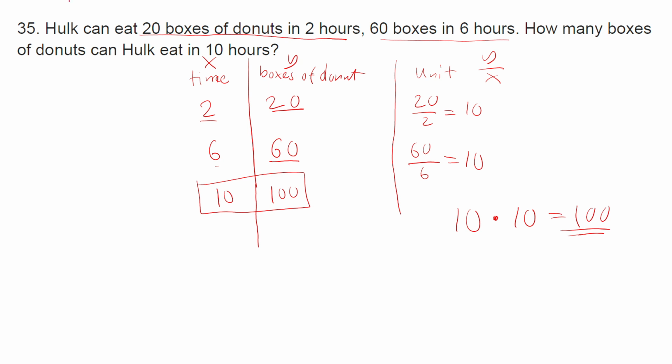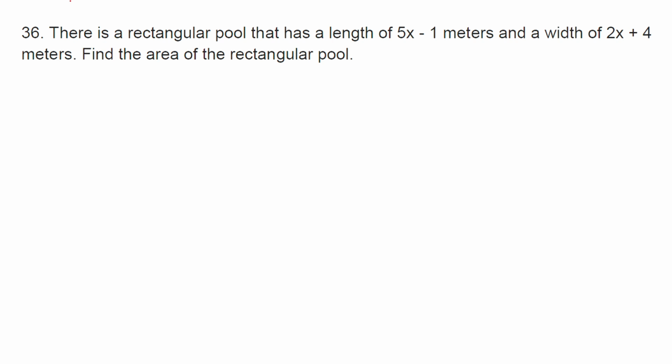Okay? Let's proceed. Number 36. There is a rectangular pool that has a length of 5x minus 1 meters and a width of 2x plus 4 meters. Find the area of the rectangular pool.